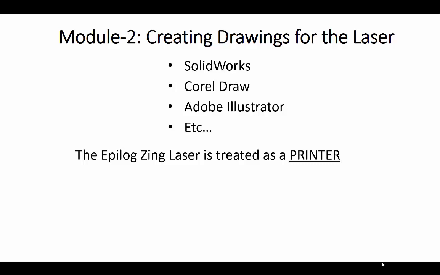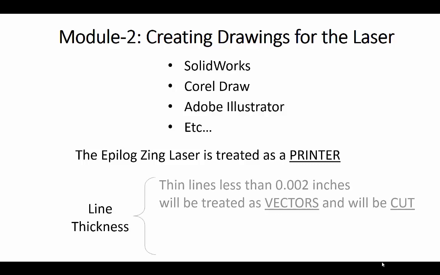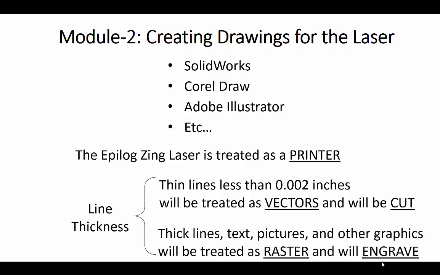Line thickness is one of the most important parameters to be aware of when creating drawings for the laser cutter, because thin lines that are less than 2/1000ths of an inch thick will be treated as vector entities and will be cut, while thick lines, text, pictures, and other graphics will be treated as raster images and will be engraved. Since most of you have learned SolidWorks in ME172, let me demonstrate how to create a drawing in SolidWorks that you can send to the laser cutter.